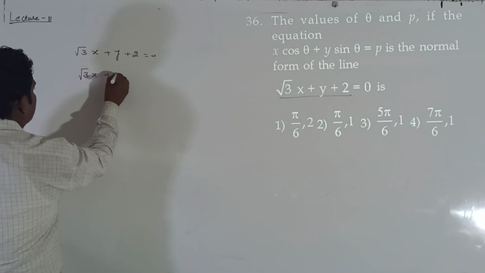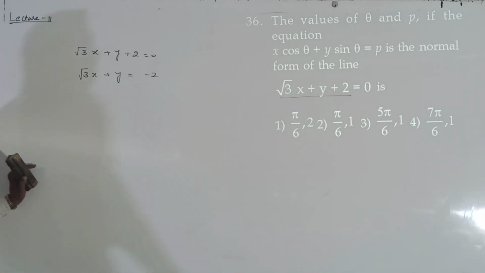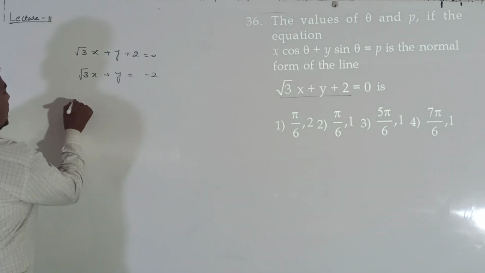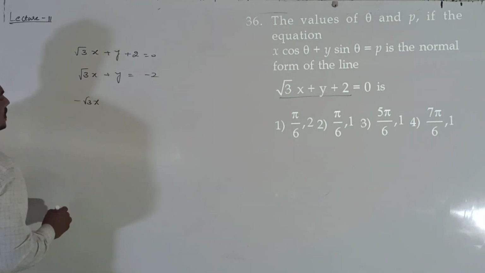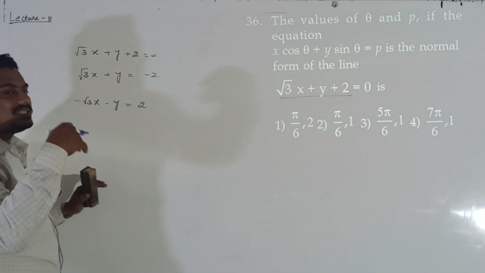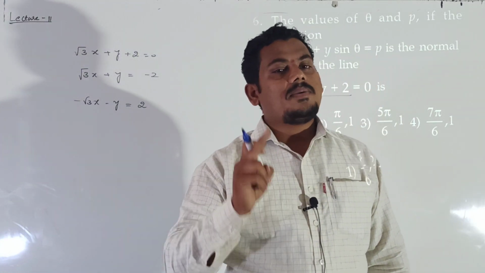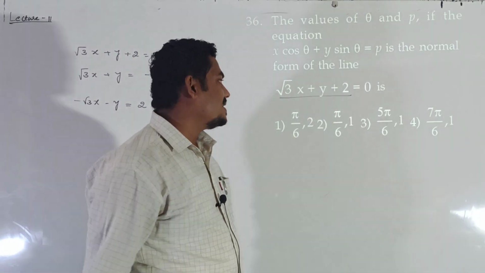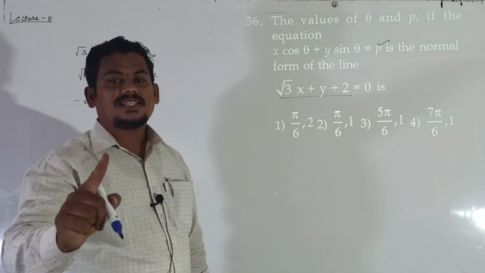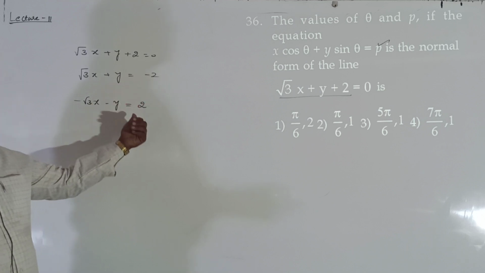For that, what do we do? Root 3 into x plus y is equal to minus 2. After that, make the RHS expression positive. Why? Because the RHS expression represents a distance. Then we get minus root 3 into x minus y is equal to 2. First send the constant term to the RHS, then make the RHS expression positive. In x cos theta plus y sin theta is equal to p, p represents the distance between the origin and the line. Distance can never be negative, for that reason make it positive.